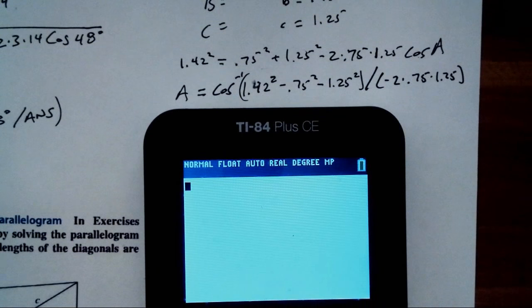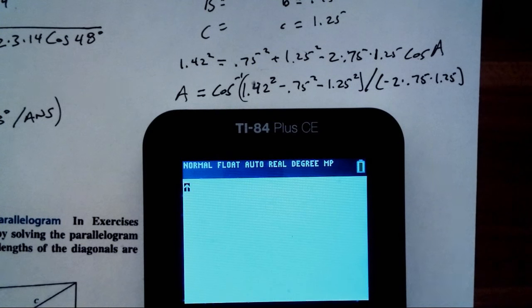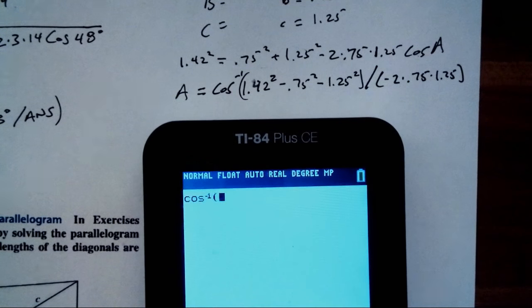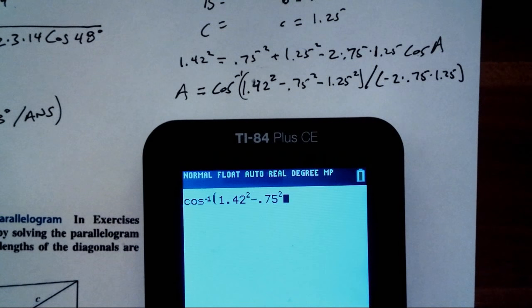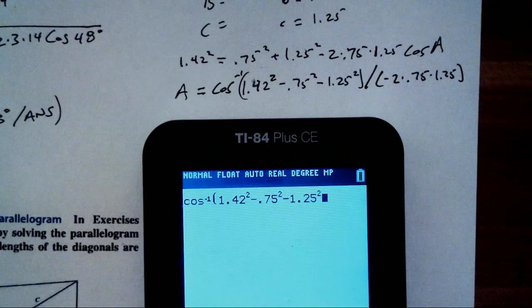So here we go. Second, cosine inverse of 1.42 squared minus 0.75 squared minus 1.25 squared. And take a look what I did to myself again.